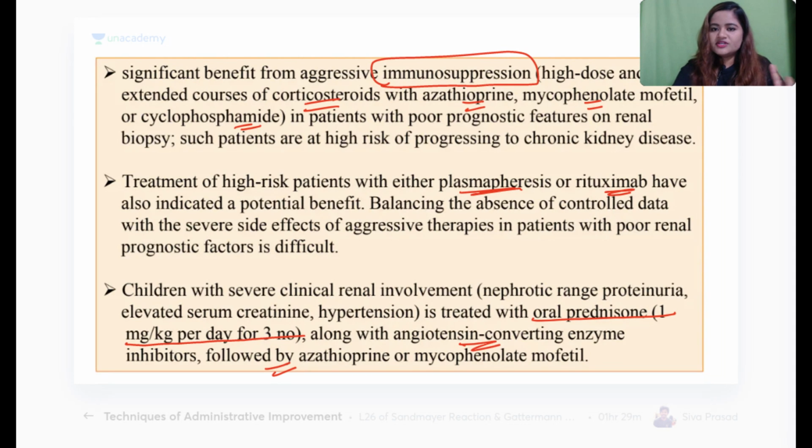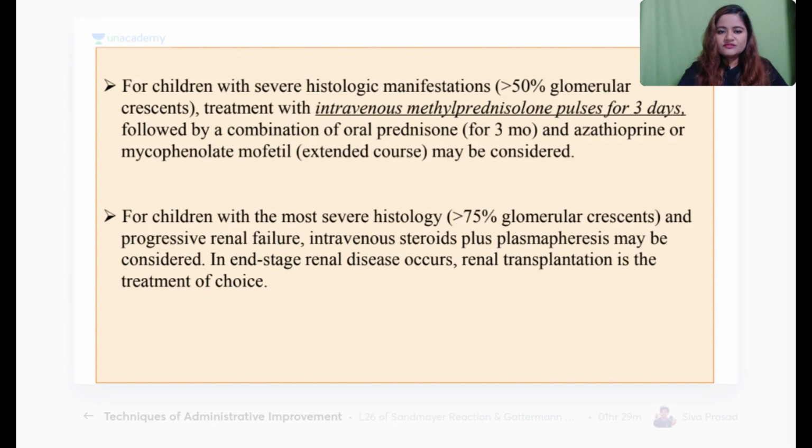So the main treatment is immunosuppression with steroids. And to prevent the long-term effects of steroids, you can add a second-line agent like azathioprine, MMF, and cyclophosphamide. Now, for those children who have got severe histological manifestation, meaning RPGN has developed, in which crescents have formed, you can also give them a pulse dose of methylprednisolone for 3 days, followed by your oral prednisolone doses.